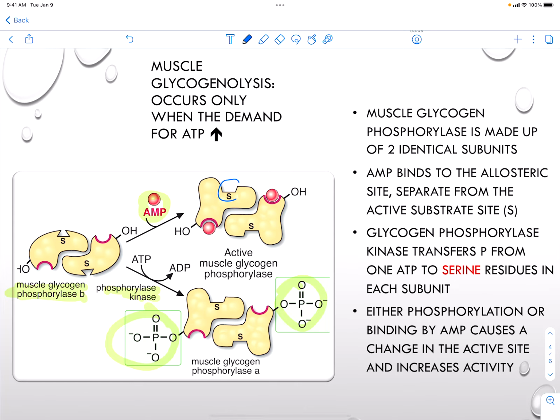And so these substrate sites are now open, so you can have your glycosyl units bind at the non-reducing ends, and the glycogen molecules will be degraded. Now, phosphorylase kinase is going to transfer phosphates from ATP to serine residues in each subunit of your muscle glycogen phosphorylase B.